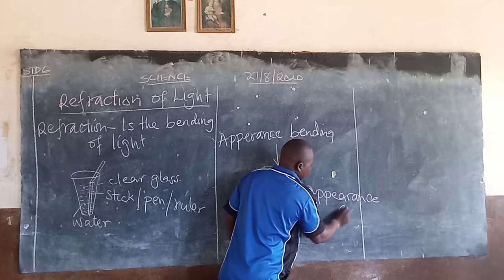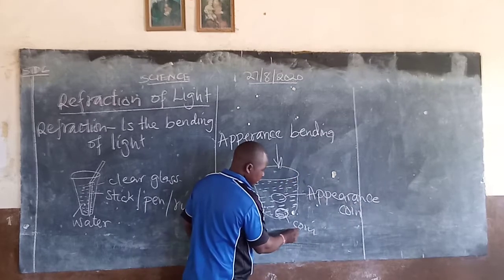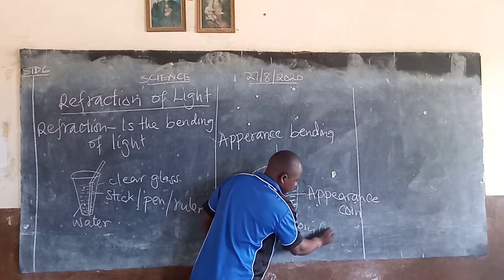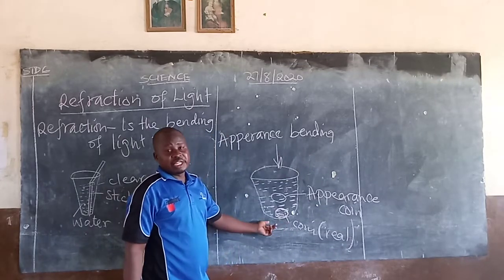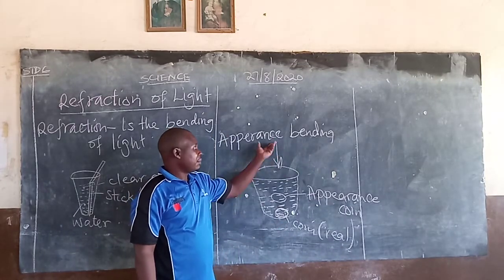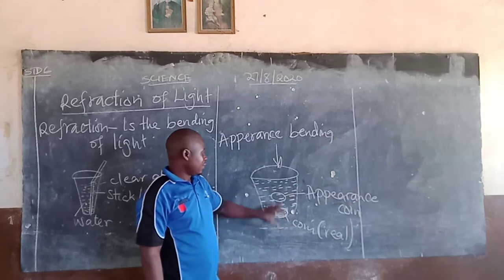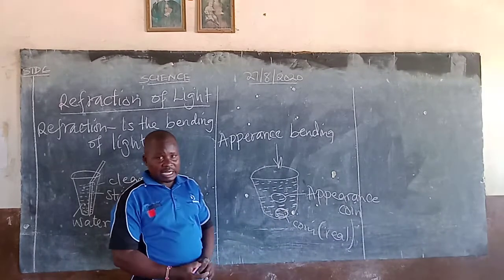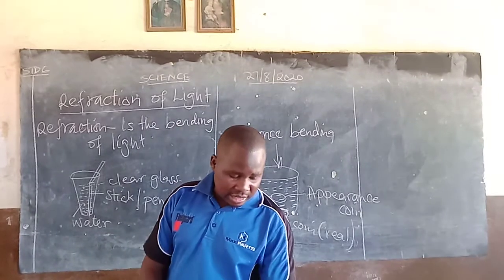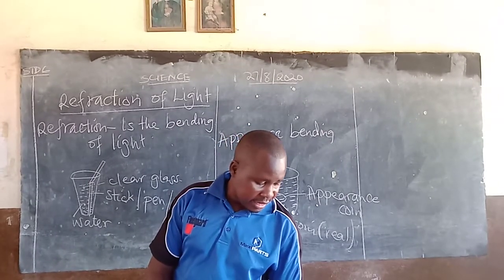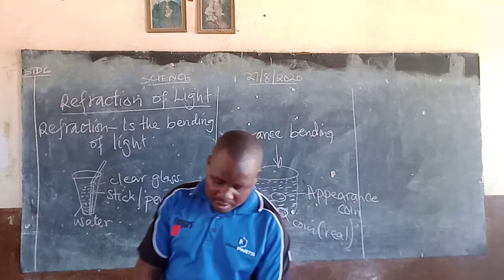Appearance coin here. But the real coin, this is now the real coin. The real coin is down here. Why? Because of the appearance bending. That is the refraction of light. Now when you have seen something like that, automatically you know that is the bending of light.